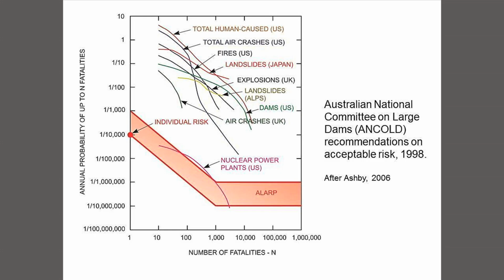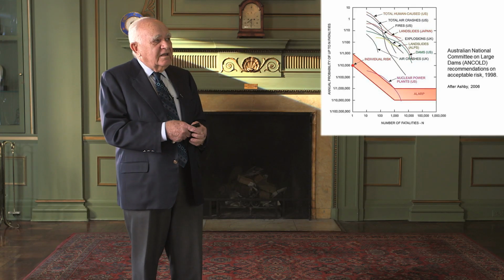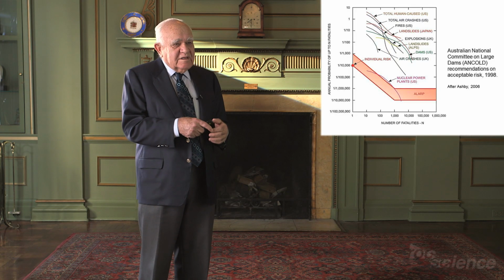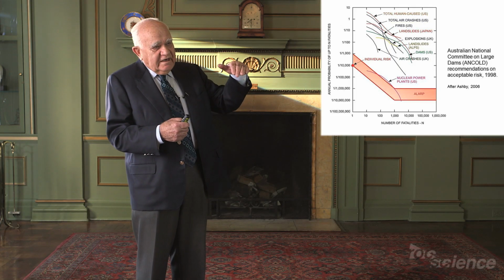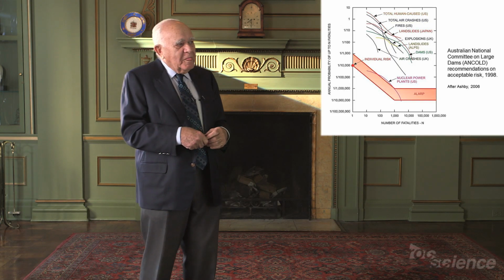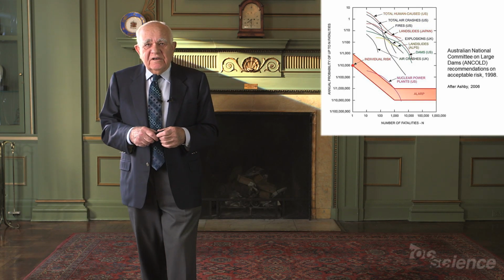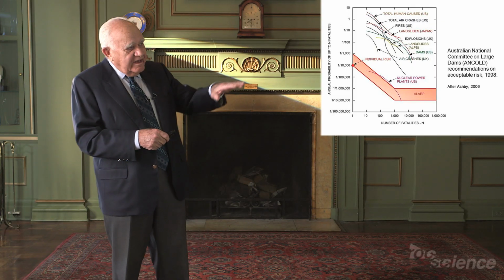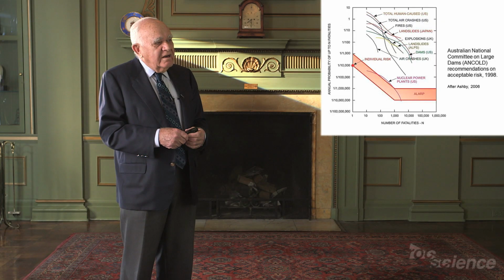The squiggly lines here are historical, built on historical data and refer to fatalities that have occurred in fires, landslides, explosions, as they've been identified on the captions. And clearly all of those are unacceptable, so you try, if you can, to stay below that. There are some circumstances where you might want to go above the upper red line there.